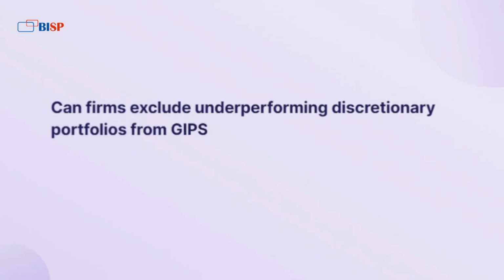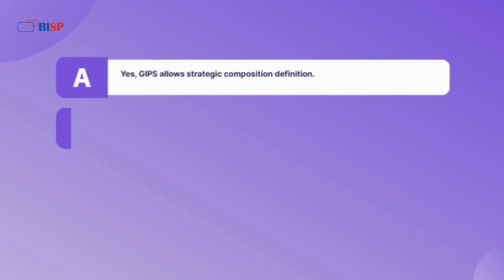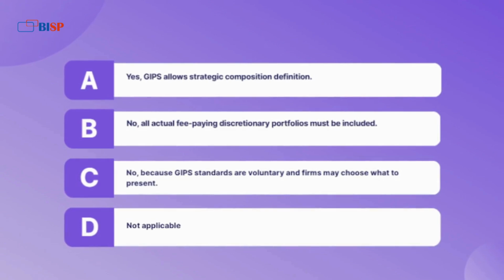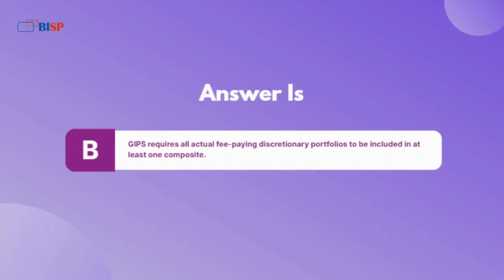Can firms exclude underperforming discretionary portfolios from GIPS presentations? A. Yes, GIPS allows strategic composition definition. B. No, all actual fee-paying discretionary portfolios must be included. C. No, because GIPS standards are voluntary and firms may choose what to present. D. Not applicable. Answer is B. GIPS requires all actual fee-paying discretionary portfolios to be included in at least one composite.